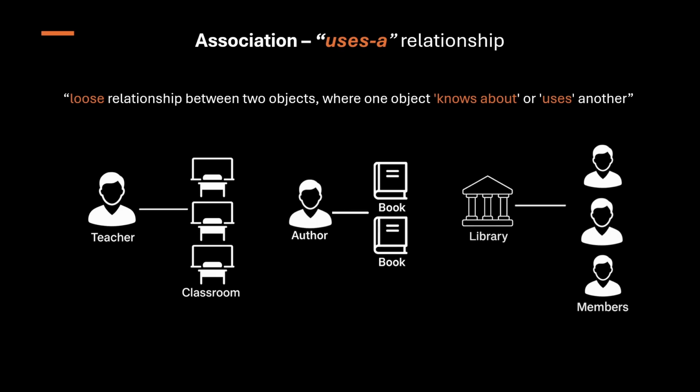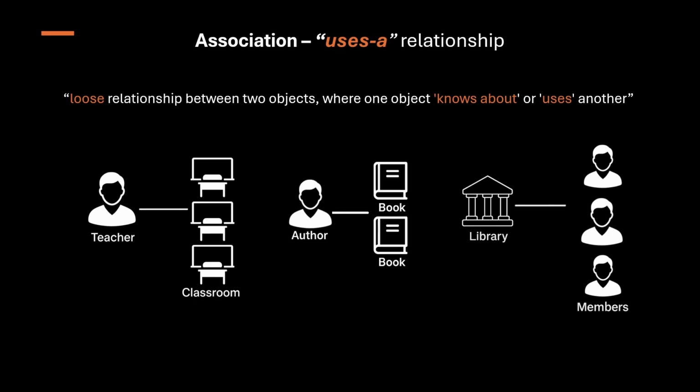Let's look at the first example on the left. We have a teacher and a classroom object. A teacher can use a classroom or know about multiple classrooms, but the classrooms themselves don't specifically belong to a teacher. This is a classic example of association. The teacher and classroom objects interact, but they aren't tightly bound together.